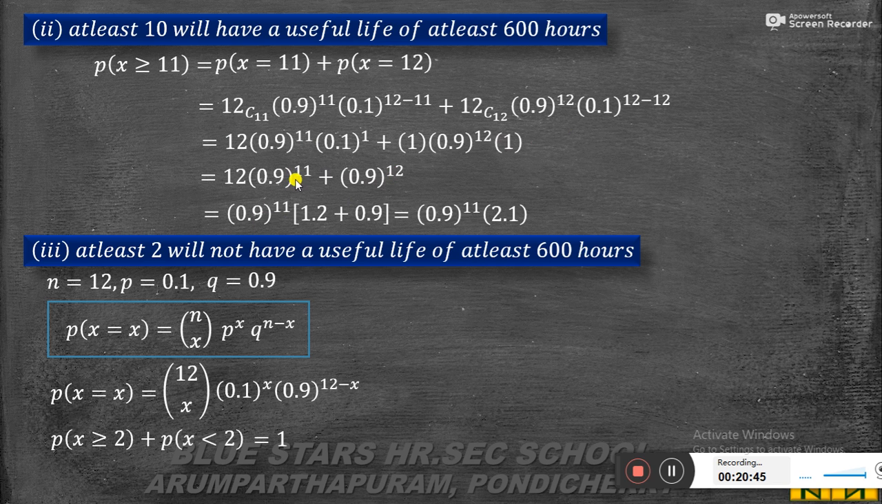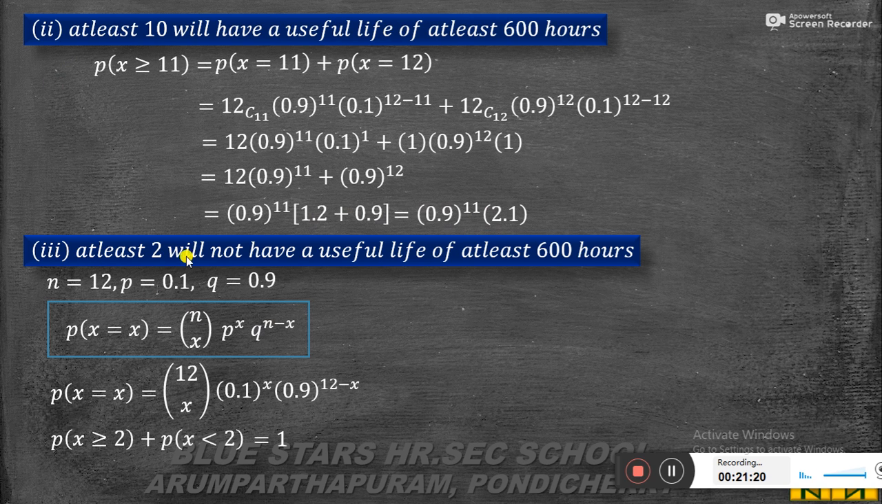In the next step, I take the common factor 0.9 power 11. That leaves 12 into 0.1, which is 1.2, plus the remaining 0.9. Adding 1.2 plus 0.9, the value is 2.1. Therefore 0.9 power 11 into 2.1. This is the answer for at least 11 having a useful life of at least 600 hours.